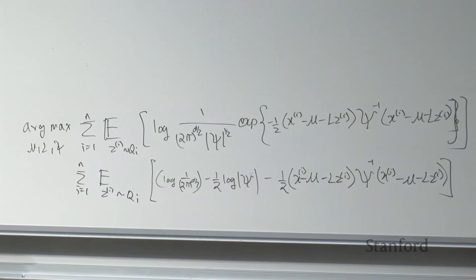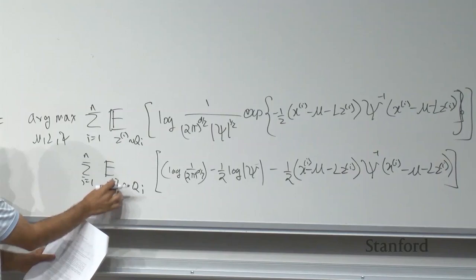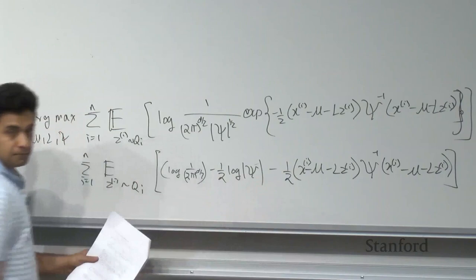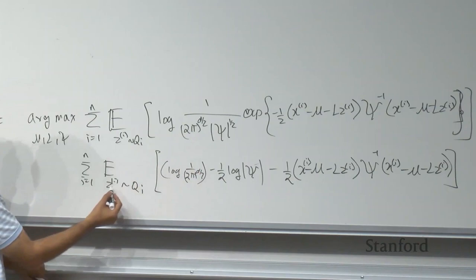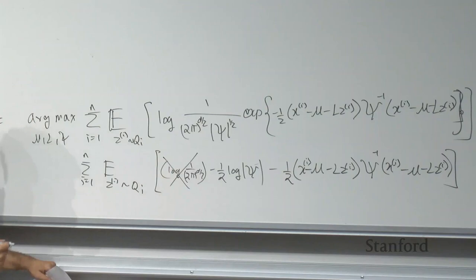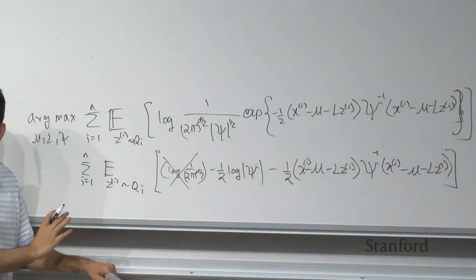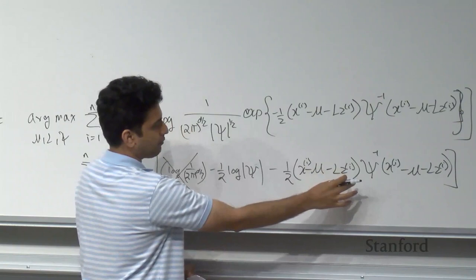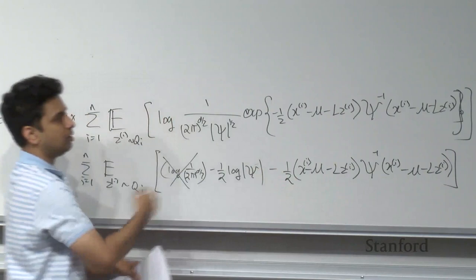And now we can see what terms depend on z and what do not. We are taking an argmax of an expectation of something, right? And so this term does not have z, nor does it have any of the parameters, so this can just cancel out. This term does not have z, so it can come out of the expectation. This term does have z, and in order to perform the expectation, you will have to expand out, distribute this multiplication across all terms.